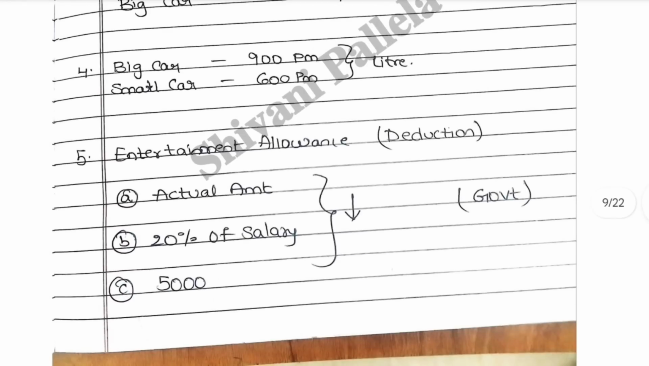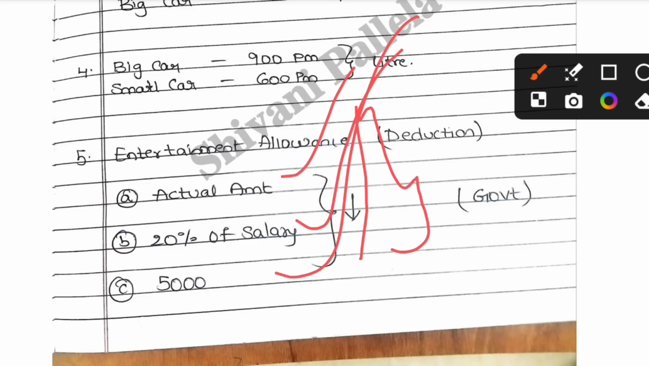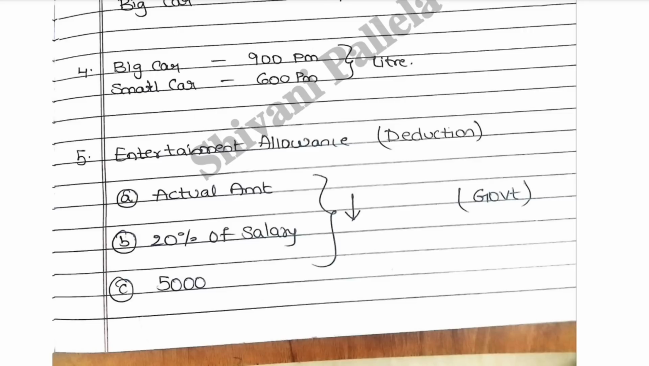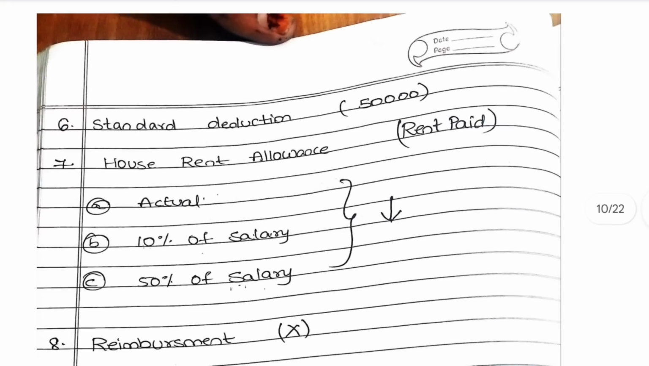Next, if a government employee is there, and in the deduction part they didn't give the entertainment allowance, that time we need to consider it, no? Actual entertainment allowance, 20% of salary, default 5,000. So whatever is the least amount, that only we will take it. Yes or no? Have you remembered everything or not? Next, standard deduction is always 50,000.